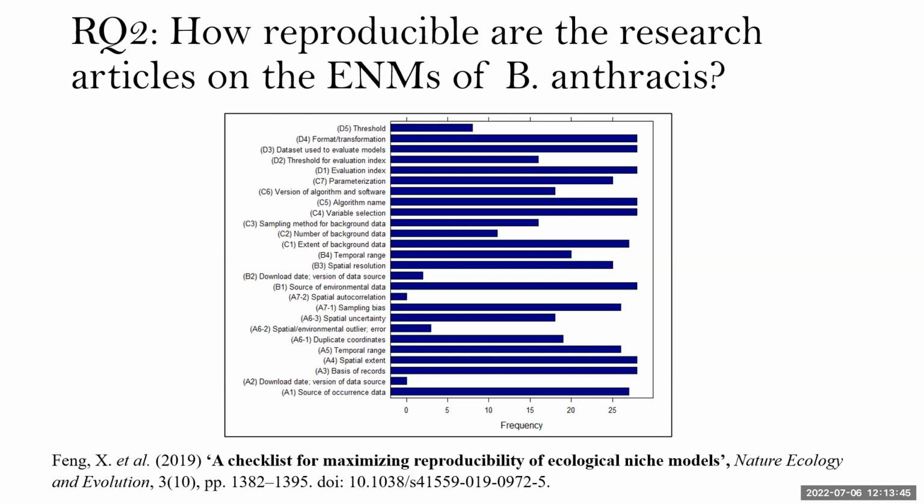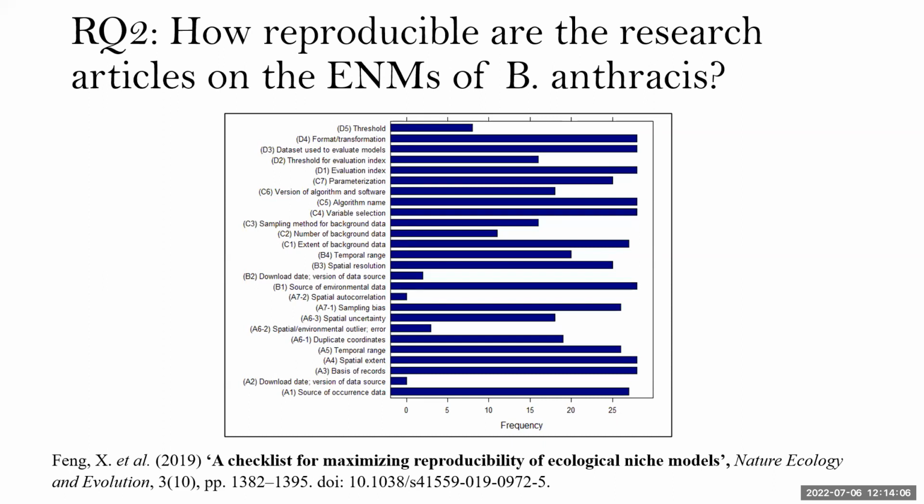So A1 to A7 are those related to the species occurrence data. Then B1 to B4 are related to environmental variables used. C1 to C7 describe the algorithms and model calibration. And finally, D1 to D5 describe the items related to model assessment and output.